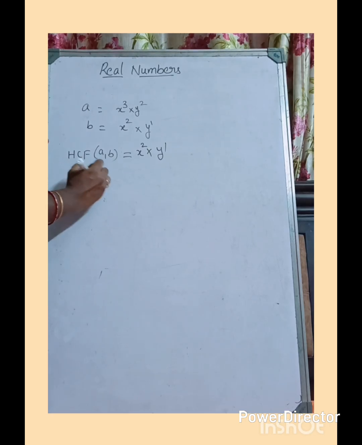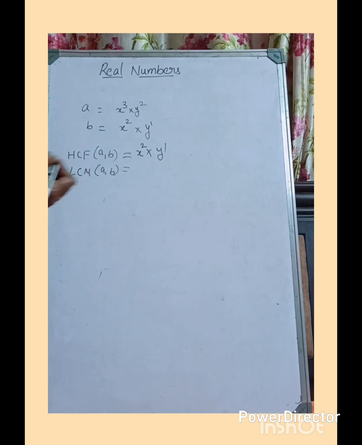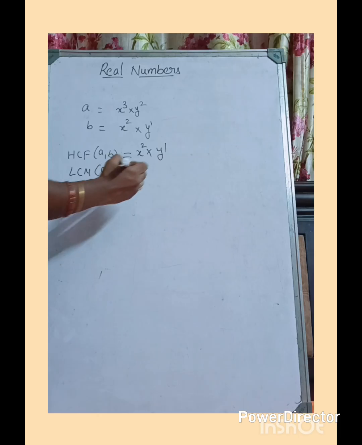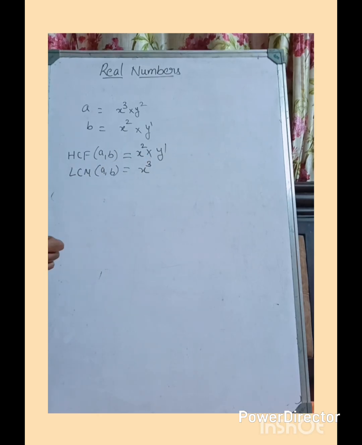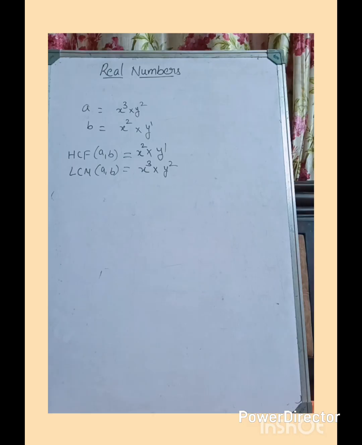Now LCM of A comma B. LCM means we should take the highest powers. What is the highest power in x cube and x square? Yes, x cube is the highest power. In y, which is the highest power? y square is the highest power. So the HCF of the given numbers is x square into y to the power 1, and the LCM of A comma B is equal to x cube into y square.